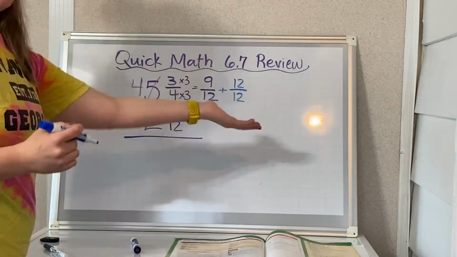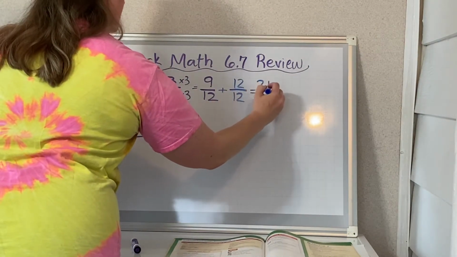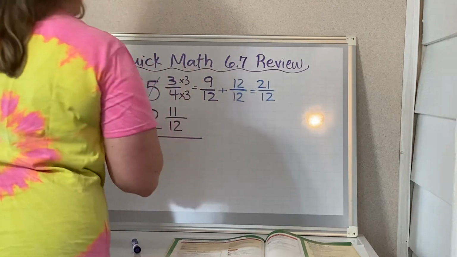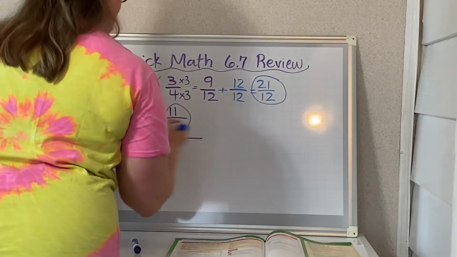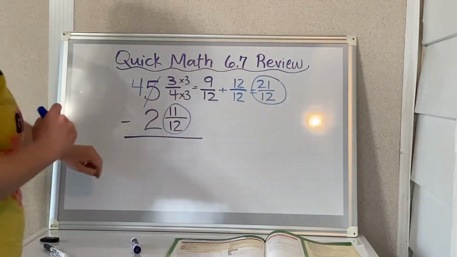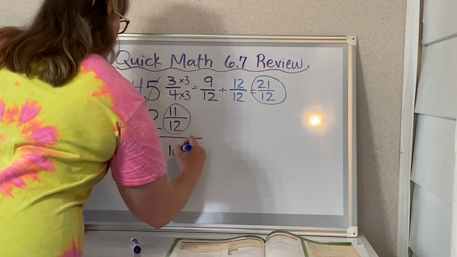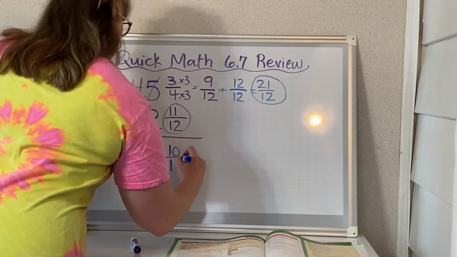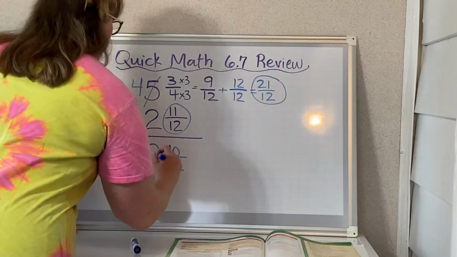So now when I add 9 and 12, I would get what, 21/12? So now I can take this and subtract this. So 21 minus 11 is 10? 10/12. And then I go back to my whole numbers. 4 minus 2 is 2.